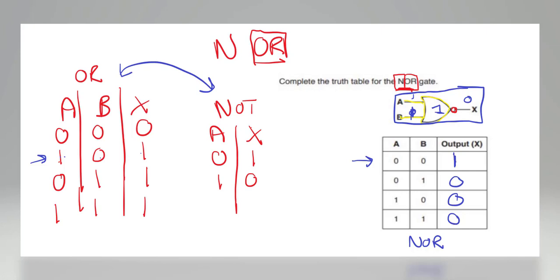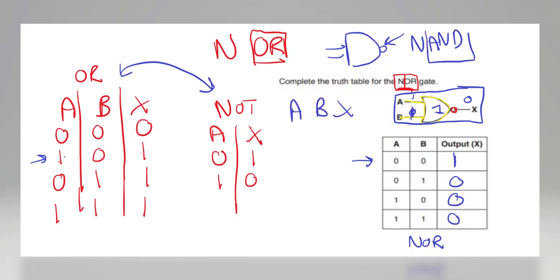NAND works the same. I'm not going to do the whole thing, but this is an AND gate with a little circle, which means it's now a NAND gate. So if we do a truth table for an AND gate, so we're just doing the AND part, 0, 0 is 0, 1 and 0 will be 0. Remember, with an AND, both of these have to be a 1 for the X to be a 1 as well.